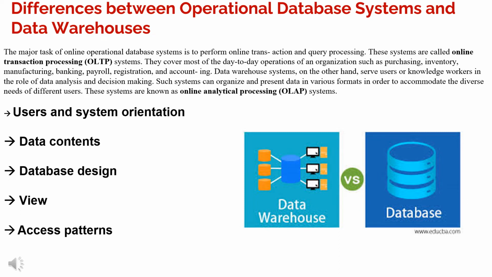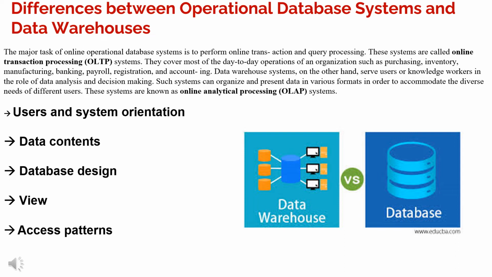Now, let us see some differences between operational database systems and data warehouses. Most people are familiar with commercial relational database systems. It is easy to understand what a data warehouse is by comparing these two kinds of systems. The major task of an online operational database system is to perform online transaction and query processing. These systems are called online transaction processing systems, that is OLTP.